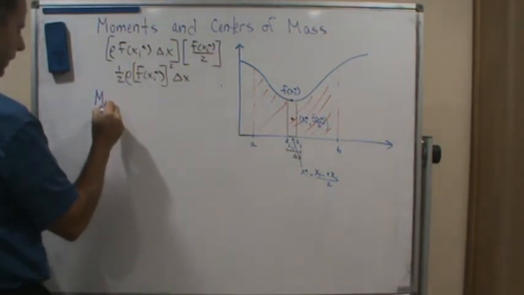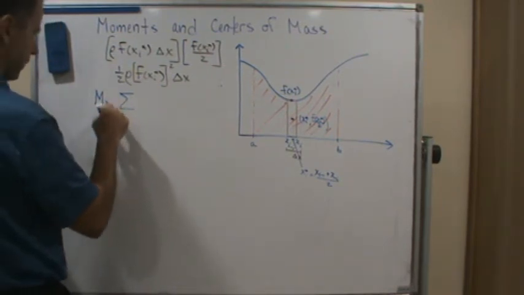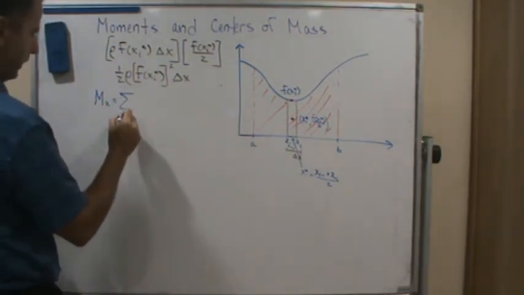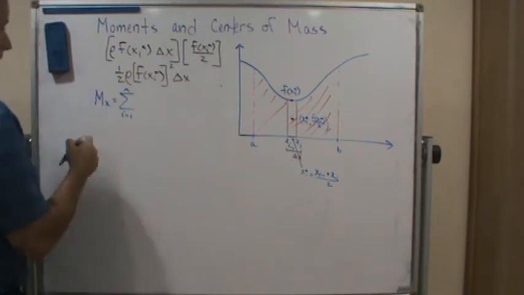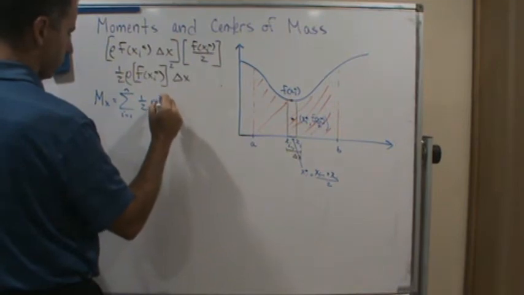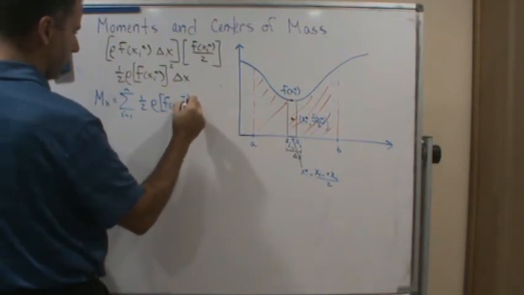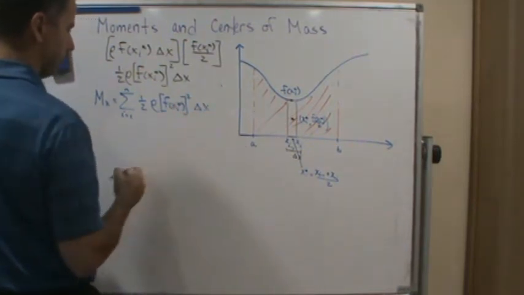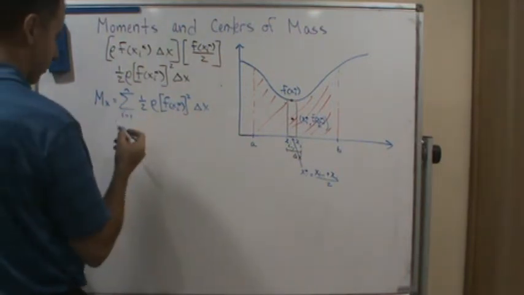So m sub x is going to be, or approximately, I should say, approximately the sum as i goes from 1 to n of this. So it's going to be 1/2 rho times f of x sub i star quantity squared times delta x. And now if we take the integral of this thing, or not, I'm sorry, the limit of this thing, so we have a Riemann sum.